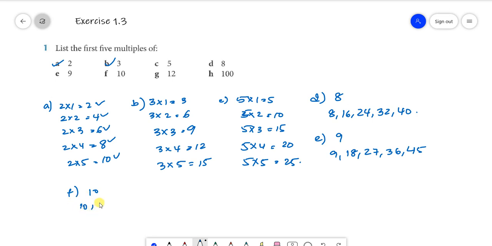10 1s are 10, 10 2s are 20, 10 3s are 30, 10 4s are 40, and 10 5s are 50. Okay, we have G, 12. So let's check. 12 times 1 is equal to 12, 12 times 2 is equal to 24, 12 times 3 is equal to 36, 12 times 4 is equal to 48, and 12 times 5 is equal to 60.